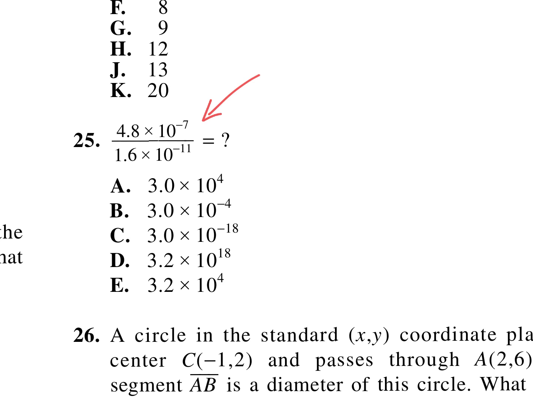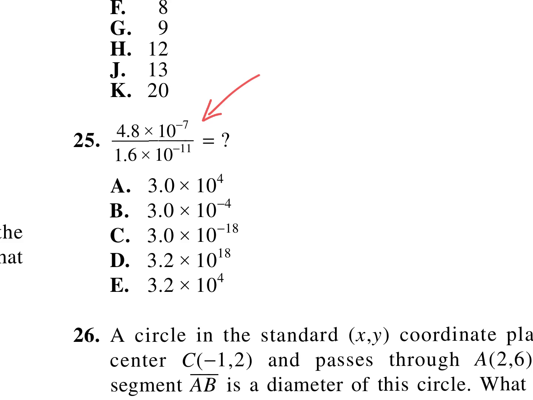Now I'm going to go back to the main screen and type this problem in exactly like it is. I'm going to start with alpha y equals, because it is a fraction. I'm going to type 4.8 times 10 raised to the negative 7th on the top. Then on the bottom, I'm going to type 1.6 times 10 raised to the negative 11th. Then I'm going to press enter.